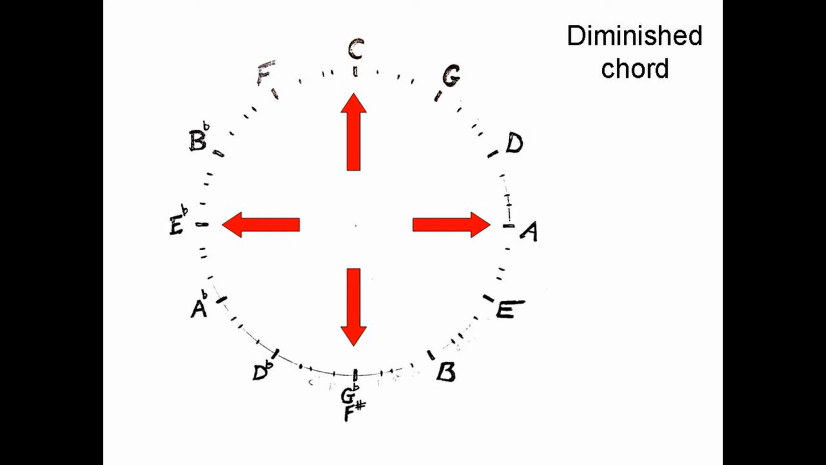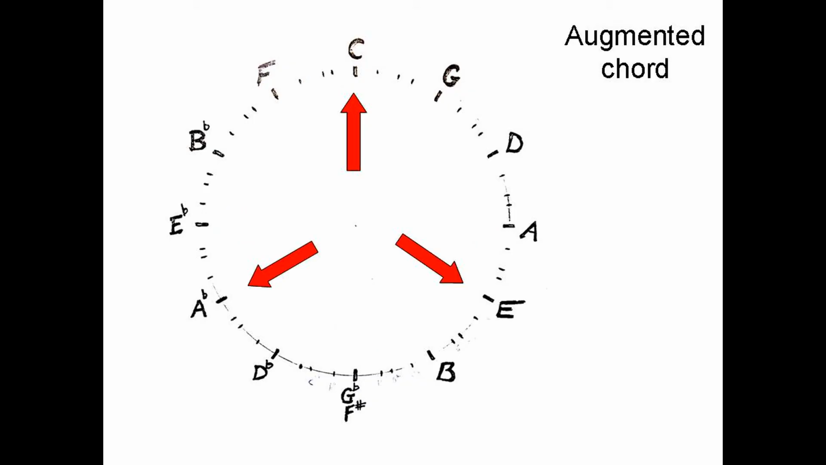And notice this is exactly the same chord as the C diminished chord. In fact, there are only 3 diminished chords with 4 different names. A C diminished chord, or an A diminished chord, or a G flat diminished, or an E flat diminished are all the same chord.